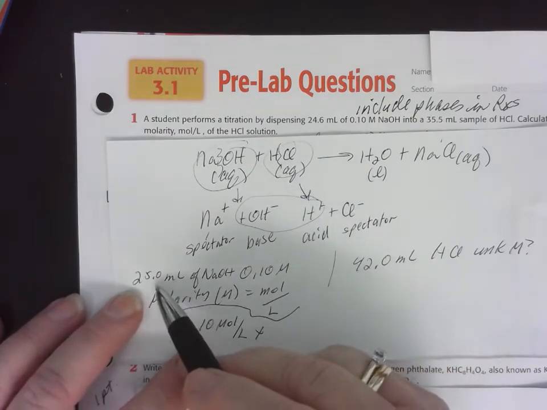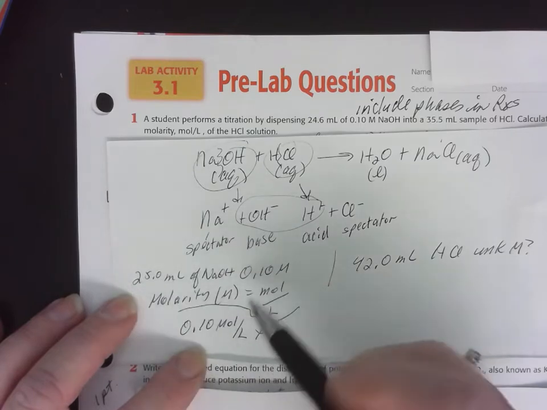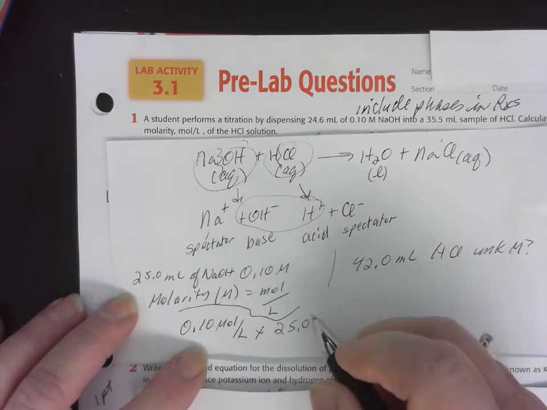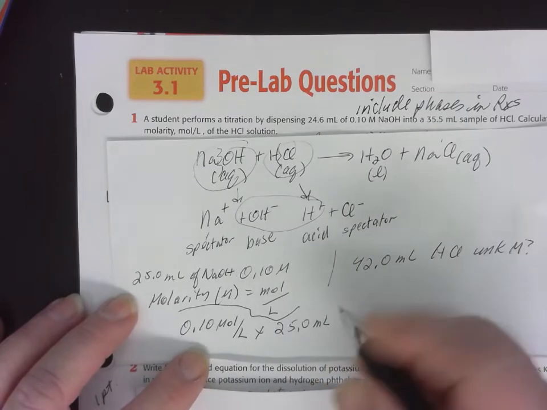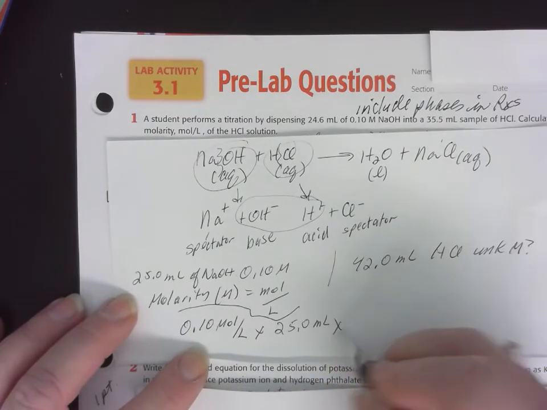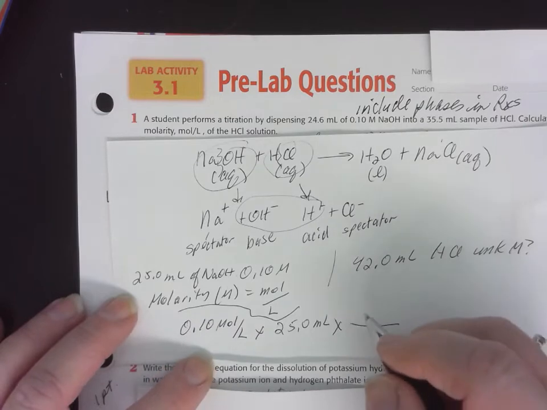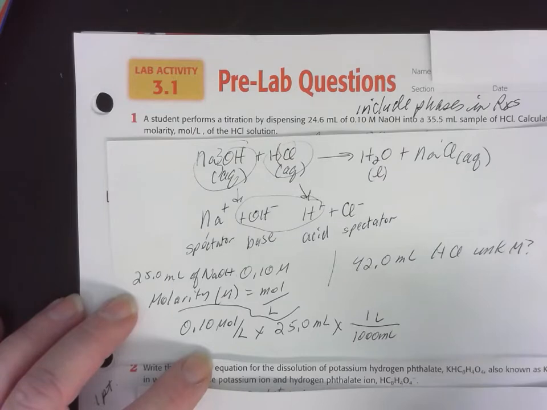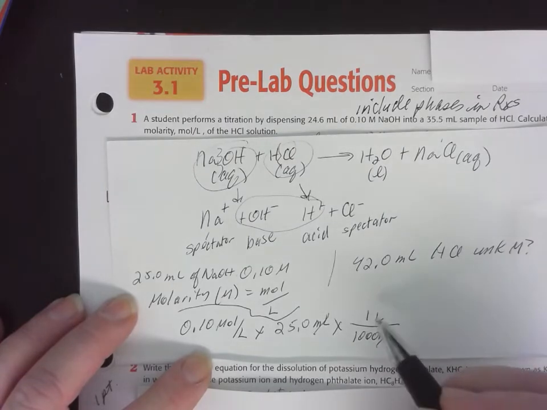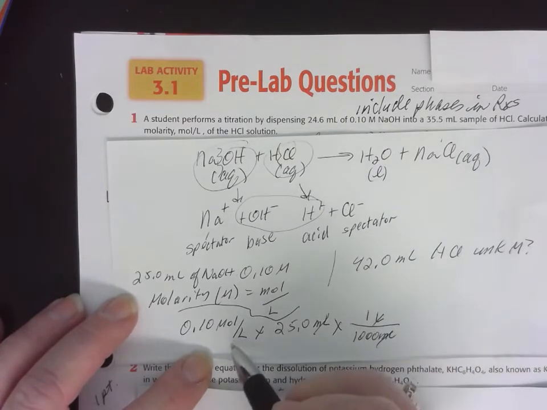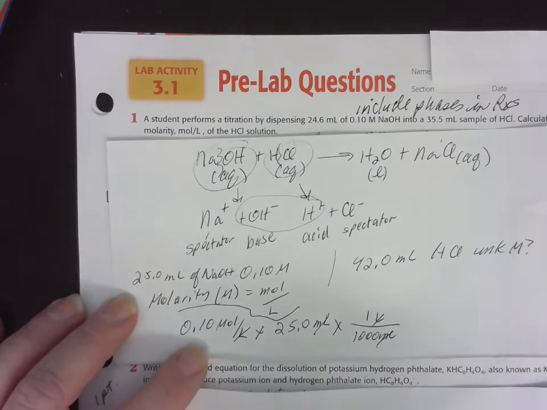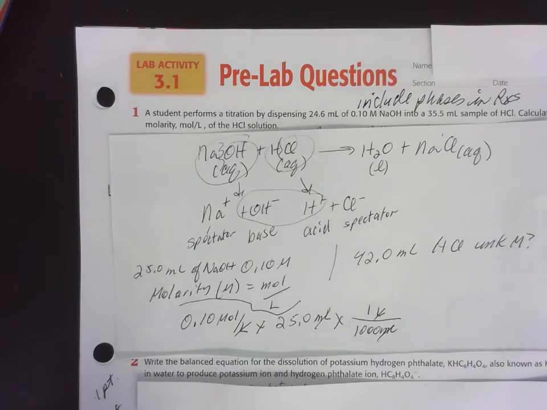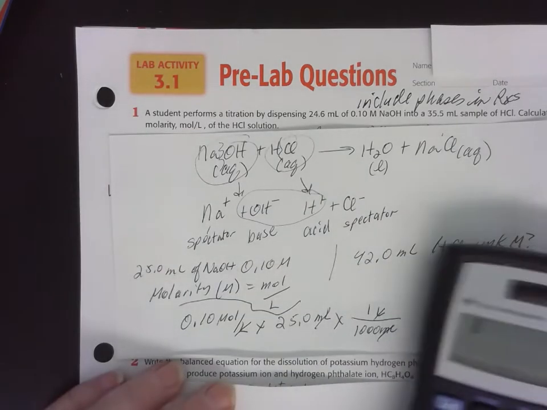We could do it in our head and move it over 3 places, or we could do it with our mathematics technique here. So we have that many milliliters, and we know that there are 1,000 milliliters in 1 liter. So using that technique, we can cross out the milliliters, we'll cross out the liters, and we'll end up with moles. So using my calculator, which I wouldn't have to if I wanted to do it in my head, let's do the calculator.